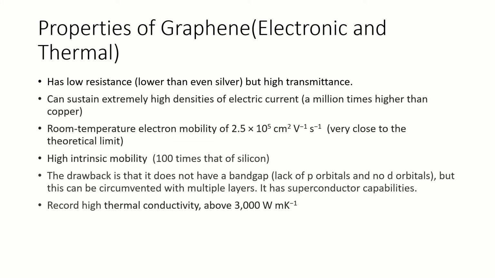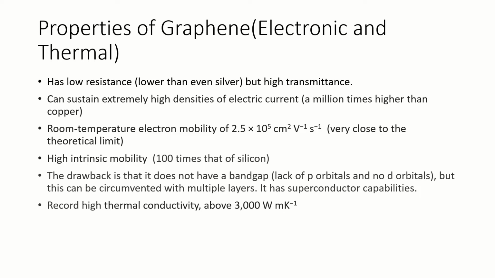So its electrical and thermal properties are very great as well. It has high transmittance and low resistance. It is an excellent conductor and can carry extremely high densities of electric current, 1,000,000 times greater than that of copper. It has high intrinsic mobility and high electron mobility, meaning electrons or holes move very quickly through the material. The one drawback of graphene electrically is that it has a lack of a band gap, as it is a 2D material that has a lack of p orbitals, being hybridized, and it does not have any d orbitals.